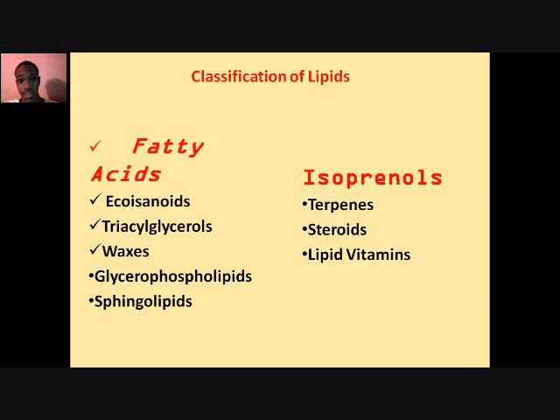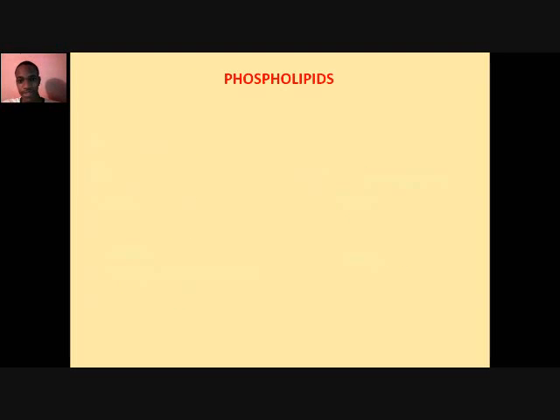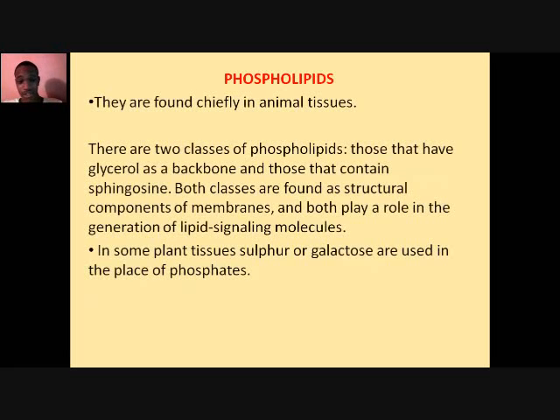And both of these fall into what we call phospholipids. They are found chiefly in animal tissues. Those that have glycerol as the backbone, and those that contain sphingosine as the backbone. Just like how waxes didn't have glycerol as the backbone, in this case, sphingolipids don't have glycerol as the backbone, they have a molecule known as sphingosine. Now both of these classes of molecules are found as structural components of membranes, and both play a very important role in the generation of lipid signaling molecules.